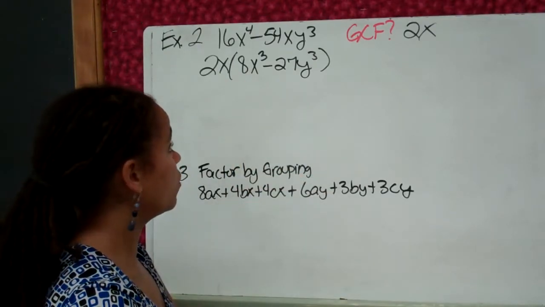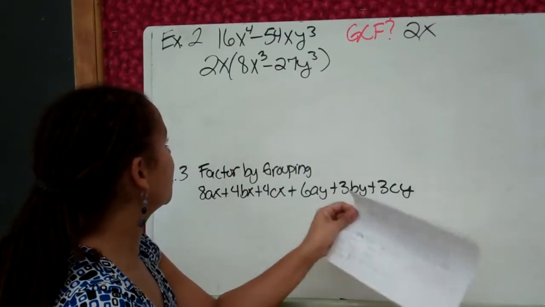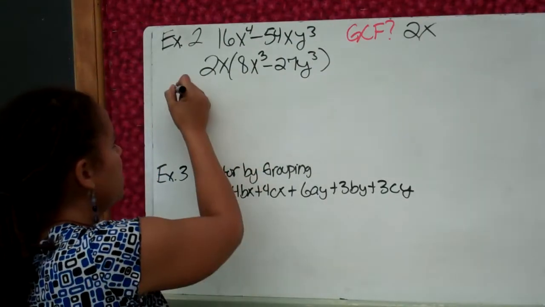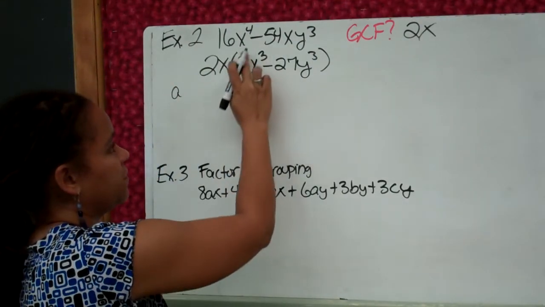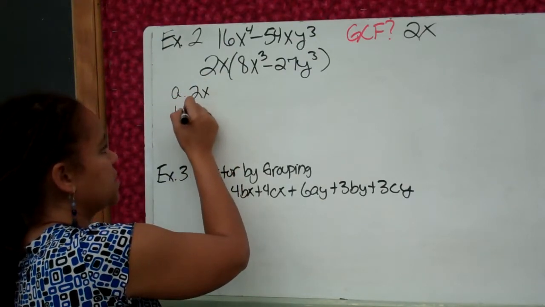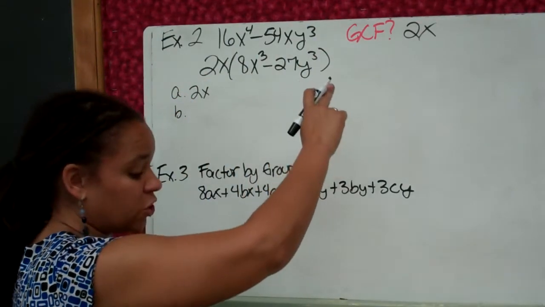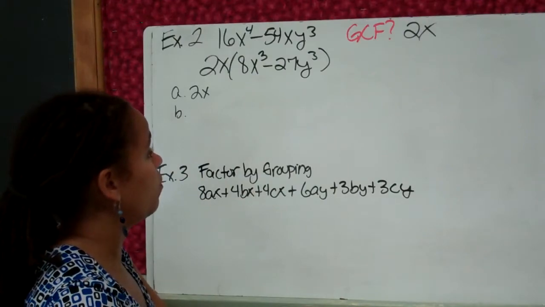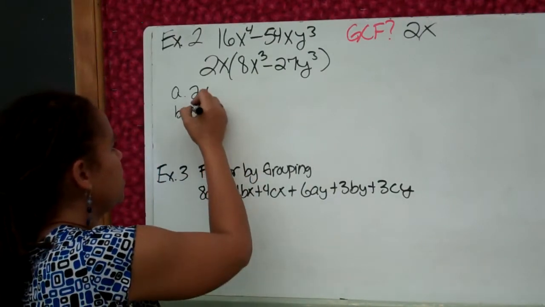And from our formula earlier, we know the difference of perfect cubes. Let's look at what a is going to be. A is going to be the cube root of the first term, so 2x, and b is going to be the cube root of the second term, which is going to be 3y, and we're going to use those in our formula.